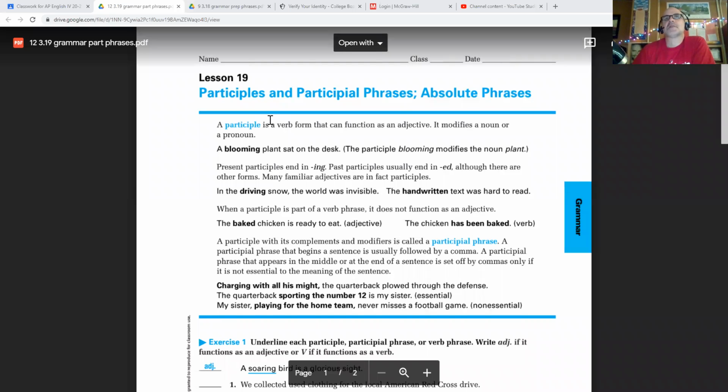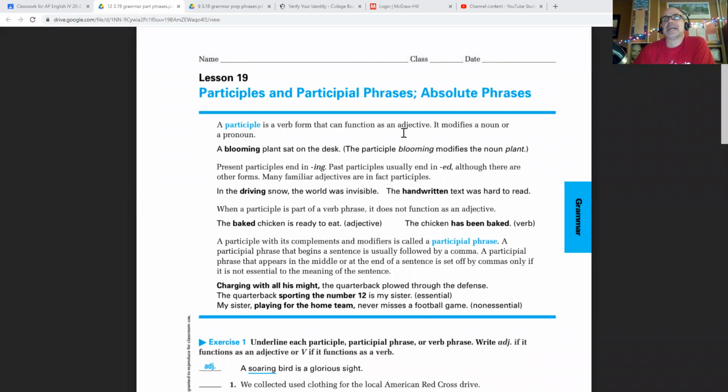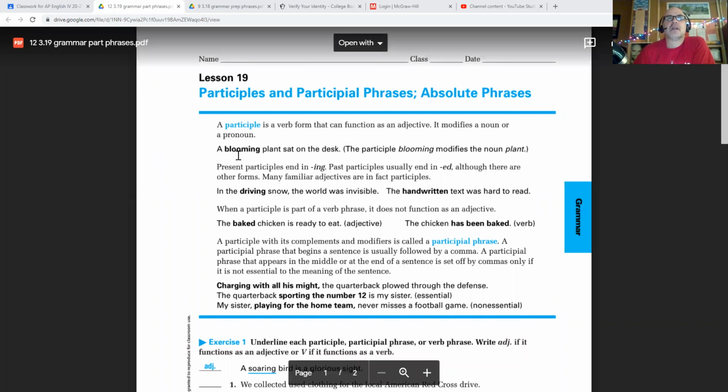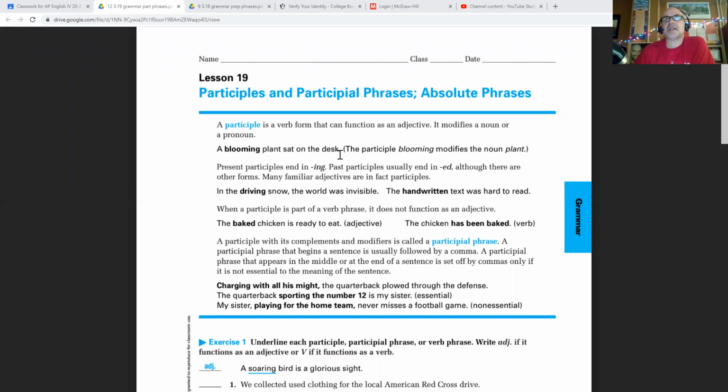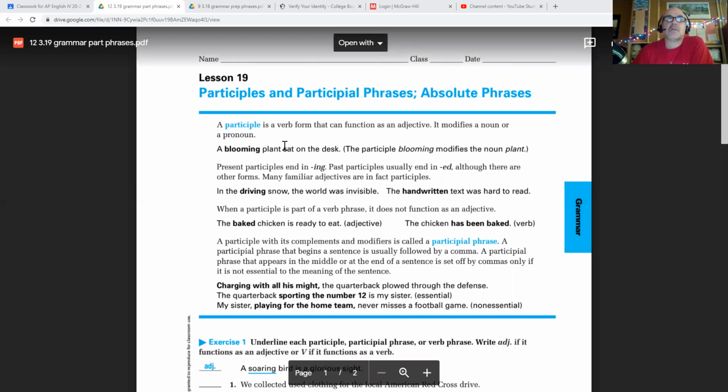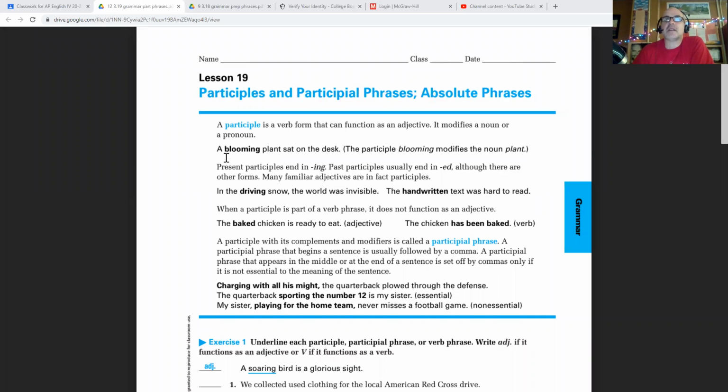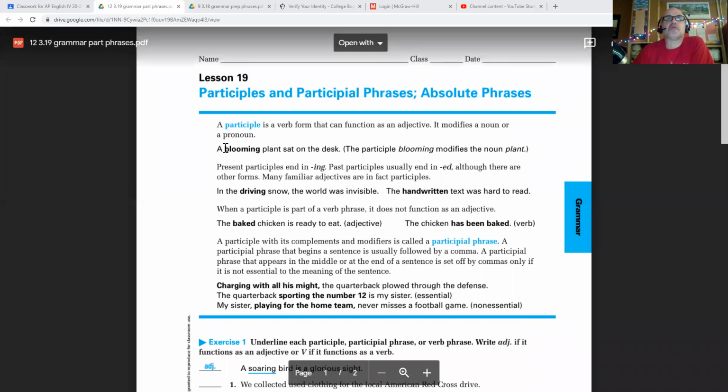So in general, a participle is a verb form that can function as an adjective. Okay, so you take a verb, you're somehow using it as an adjective. It doesn't sound like it would make sense, but you use them all the time. Therefore, it modifies a noun or a pronoun. Okay, a blooming plant sat on the desk. Now, if you think of it, although a bloom itself can be a noun, if you see the word blooming, you would usually think of that as a verb, right? It's something that something's doing, but you can turn an action into a description by putting it right before a noun and modifying that, and you do that all the time, right?